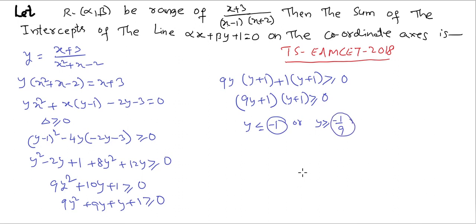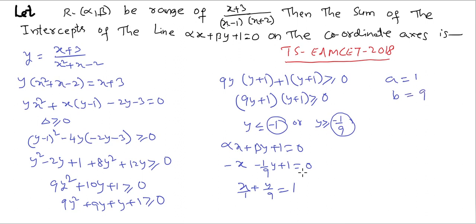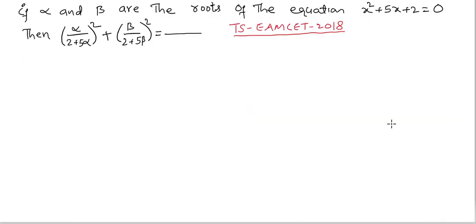Now the line is alpha x + beta y + 1 = 0, that is -x - (1/9)y + 1 = 0. This gives x + y/9 = 1. Here the x intercept a is 1 and the y intercept b is 9. So the sum of the intercepts is a + b = 1 + 9 = 10.